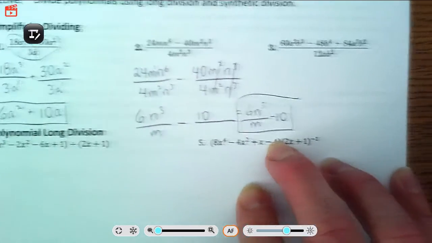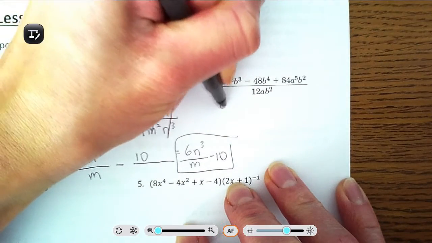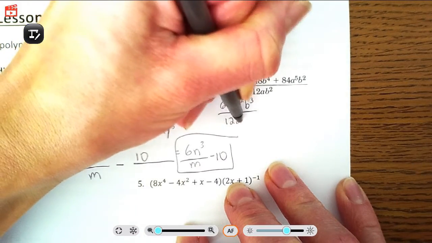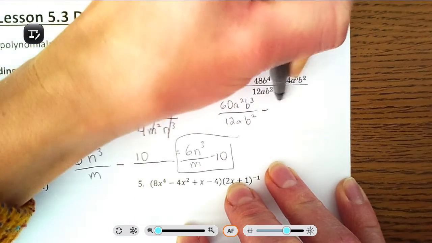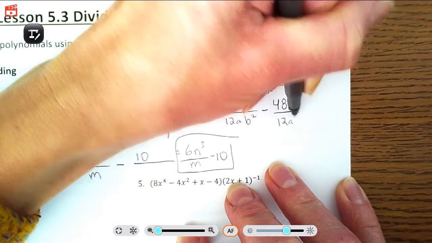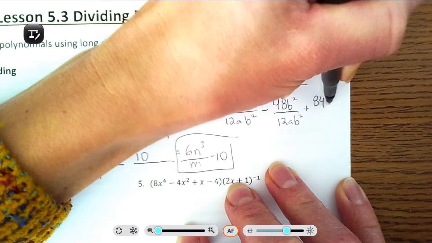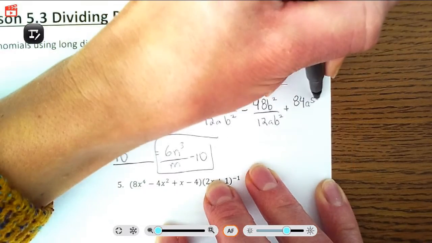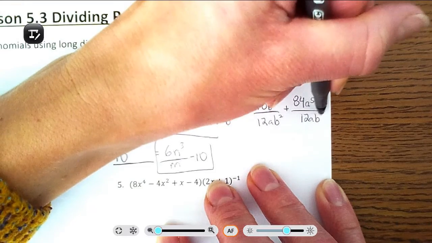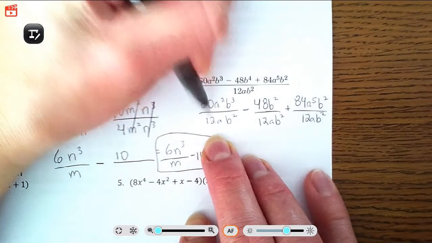Okay, number 3. We need 3 separate fractions. So 60a squared b to the third all over 12ab squared, minus 48b squared over 12ab squared, plus 84a to the fifth b squared all over 12ab squared. Okay, and then divide them all separately.